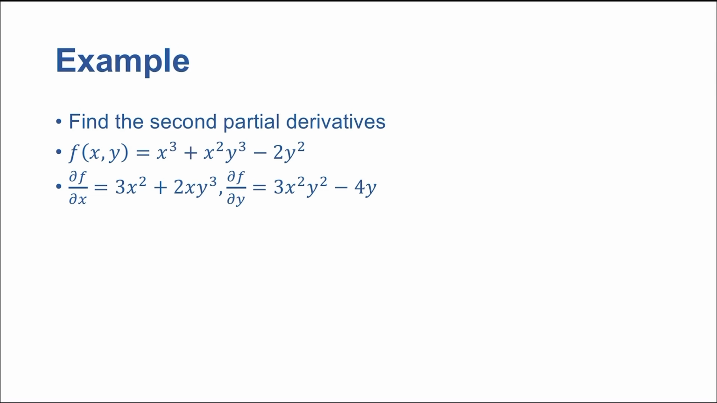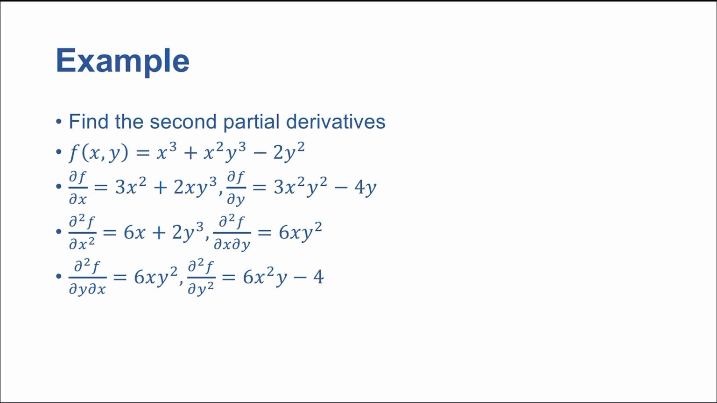Well, now we want to take the partial derivatives for the second derivatives. So we're going to start off with partial squared f partial x squared. To do that, we go to the partial f partial x equation and partially differentiate that with respect to x. If I do that, I get 6x plus 2y cubed. Okay, so now I want to differentiate partial f partial x with respect to y. When I do that, I will get 6xy squared.